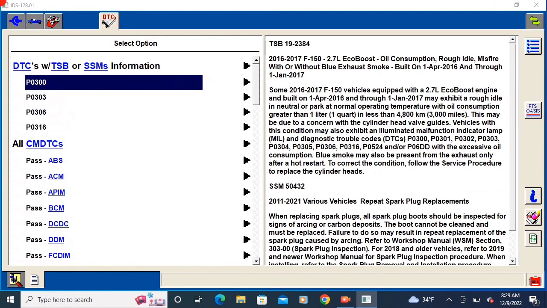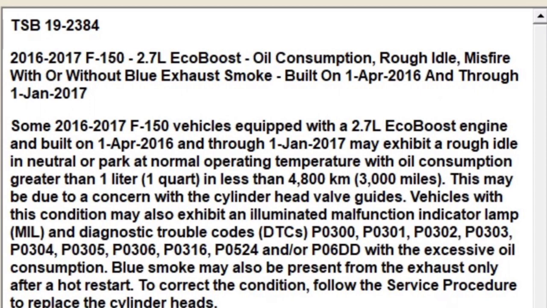There is a TSB about this kind of issue on certain build dates of 2.7 liter engines, and this one does fall right in the middle of those build dates. TSB 19-2384. And the issue in this TSB is excessive valve guide clearance and oil consumption due to it.